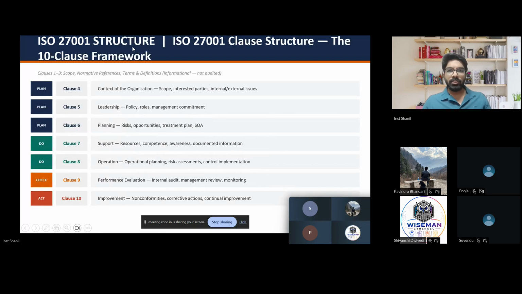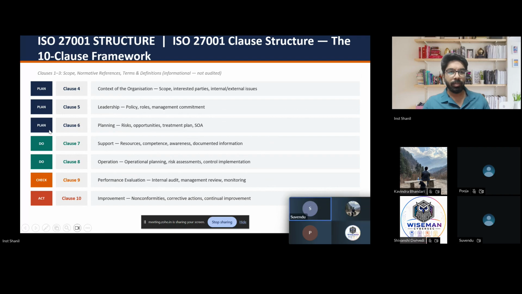ISO 27001 structure. As we were saying, it is a 10 clause framework, clause 1 through clause 10. Clauses 1, 2, and 3 talk generally about the scope, the name of the company, and the basic details of the company. What is essential under the ISO implementation framework is clause 4 till clause 10. Clauses 1, 2, and 3 are just single paragraph statements about what your company is, what it does, and how it operates. Nothing essential. Clauses 4, 5, and 6 fall under the plan category.